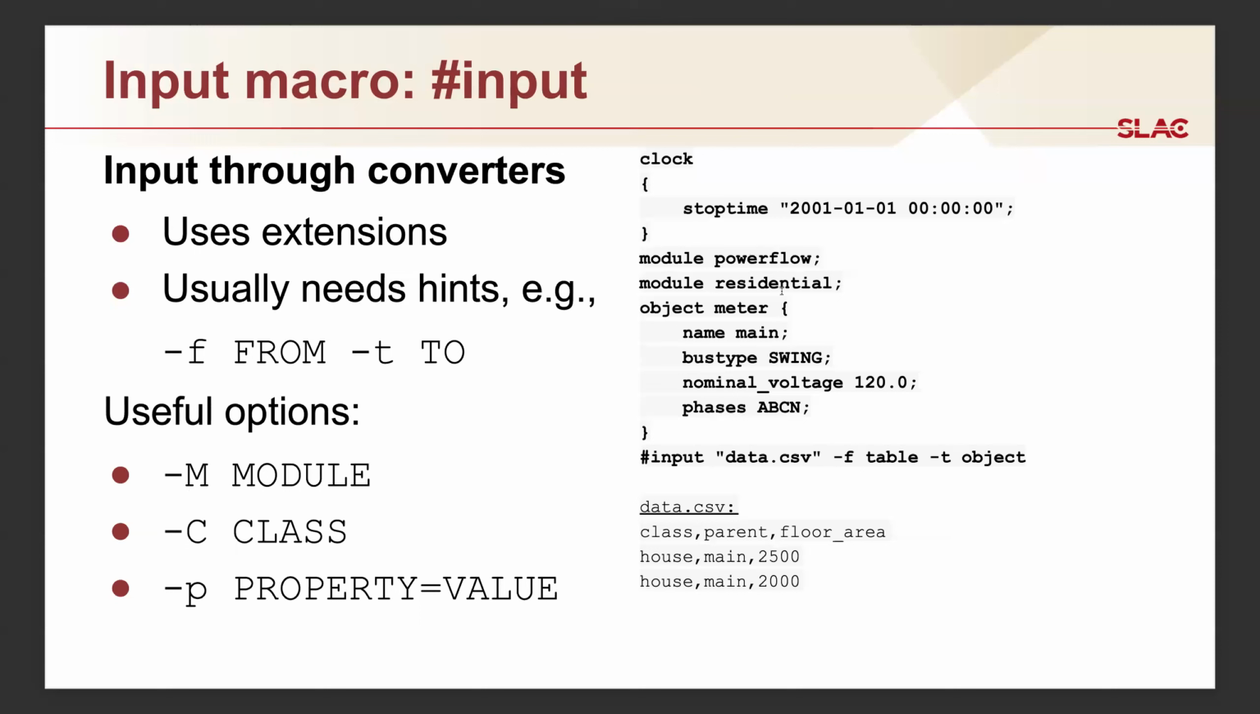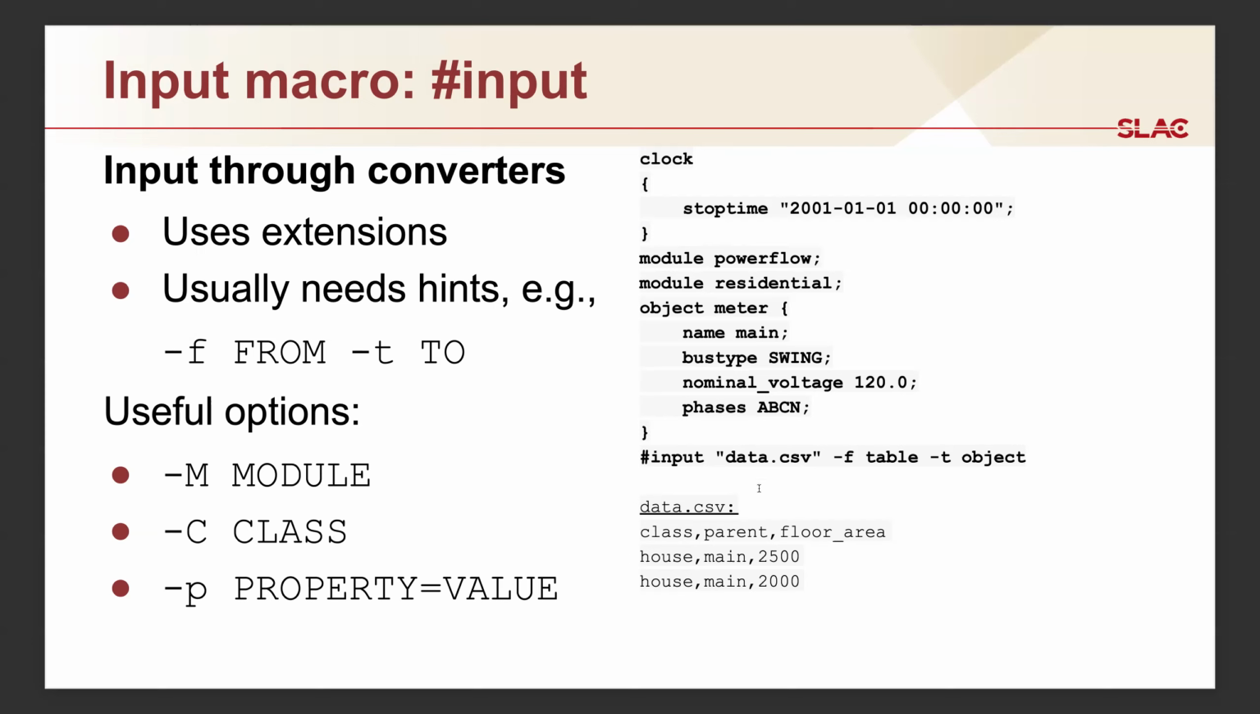Input is a macro that allows you to read data in from external sources. It almost always needs to know the semantics for the input and the output. And that's what the -f and -t options are for, the from and to semantics. And then often you need to specify other information. In this case, the most common is the module that's needed for that input to work if it's not specified in the semantics already. The class may also need to be specified, and you may want to specify specific properties.